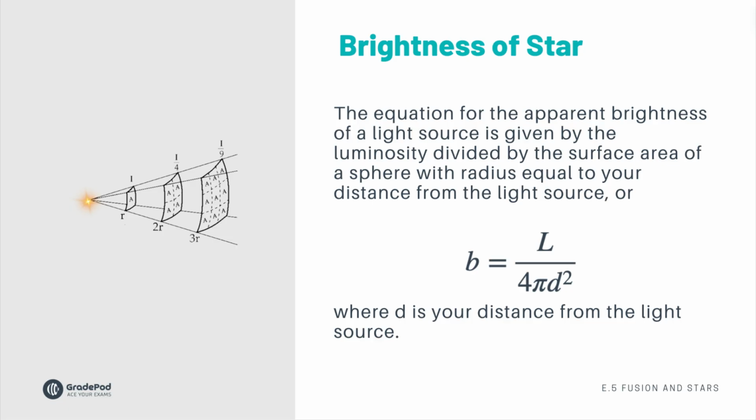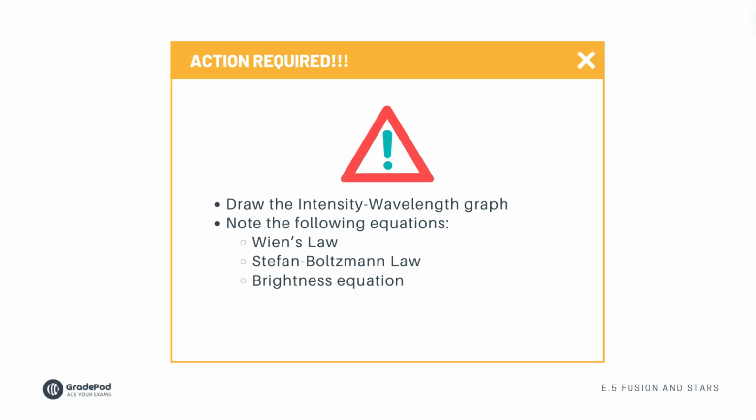And d is the distance from the light source to where you're standing. This is another key equation in helping you determine the power of a star, or the distance from the star, or the star's radii.